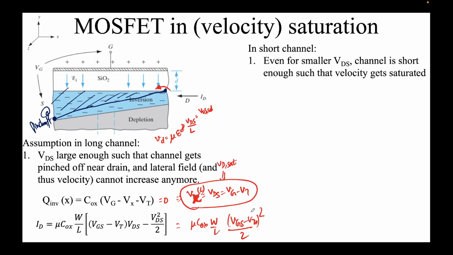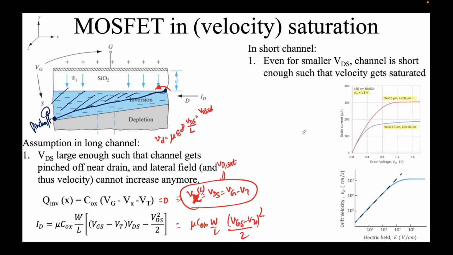Okay, what's happening in a short channel? Remember, we are saying Vd equal to mu E. Here in the short channel this is not the case, and we'll see how. For smaller VDS, this expression holds true in a long channel, even when VDS is large. But even for small values of VDS, even 1 volt, let's say, if the channel is short enough, the velocity gets saturated. We'll see what I mean by that.